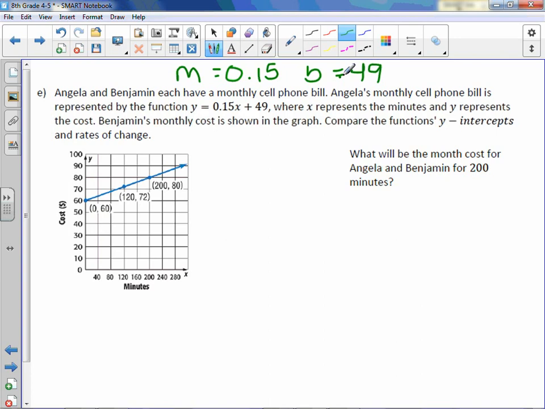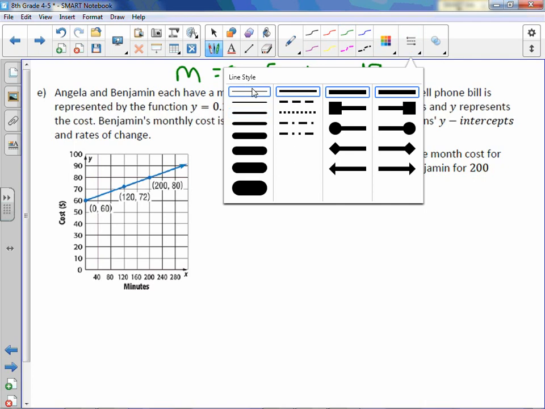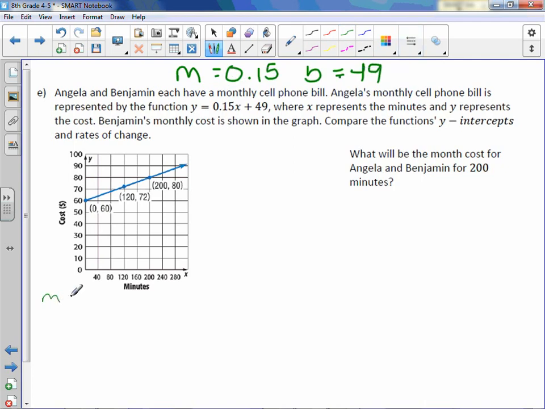With Ben, the slope we have to figure out, and we're going to use our slope formula to do so. Slope equals y2 minus y1 over x2 minus x1. Use the first 2 points. We have 72 minus 60 over 120 minus 0, which is 12 over 120, which divides to be 0.10.